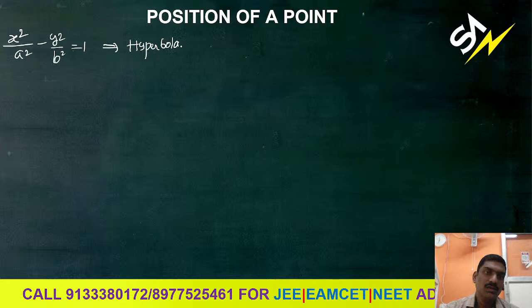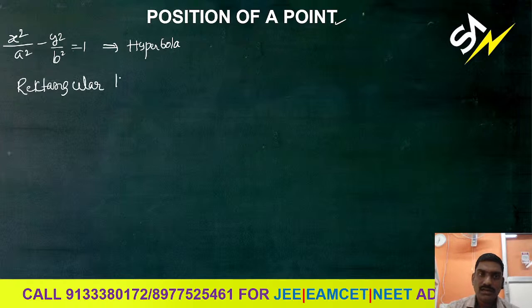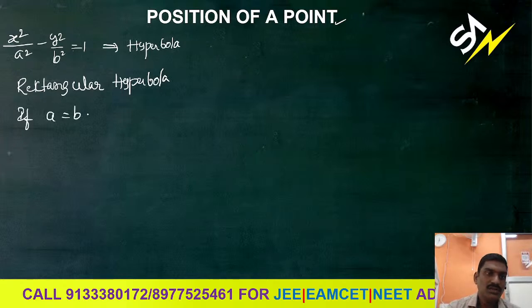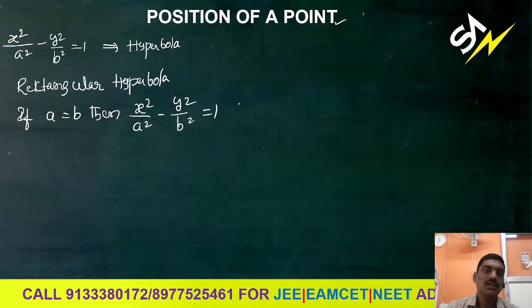Before going to see this position of a point, let us see what is a rectangular hyperbola. If a is equal to b, then x square over a square minus y square over b square equals 1 is called a rectangular hyperbola.